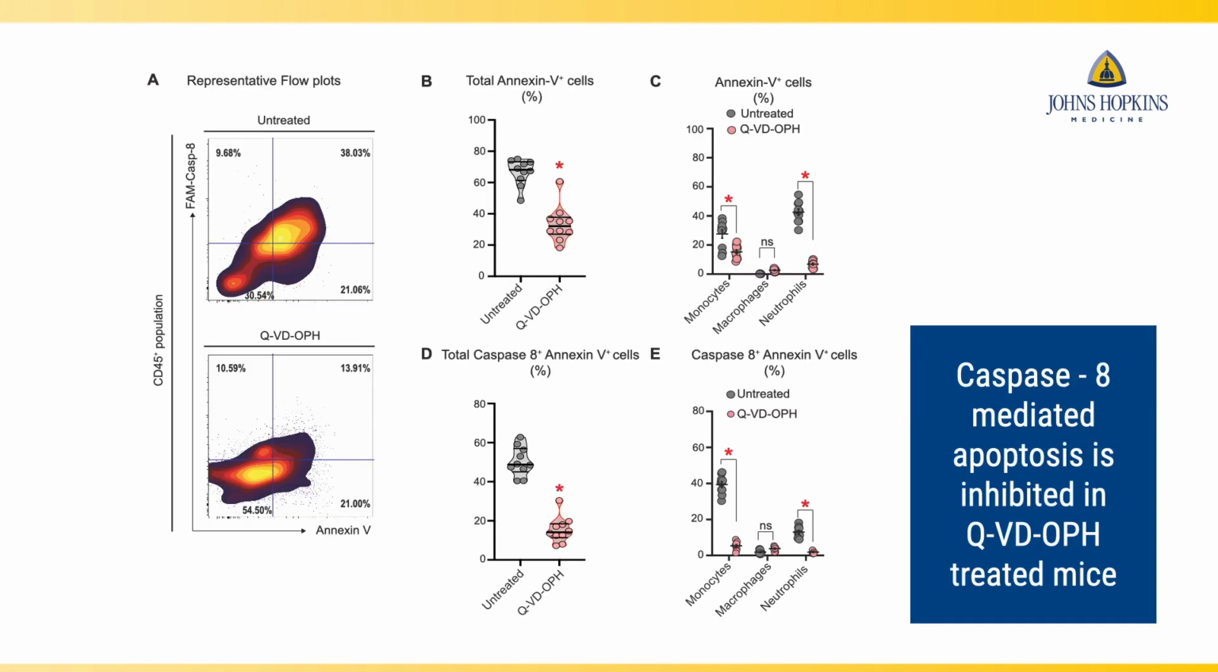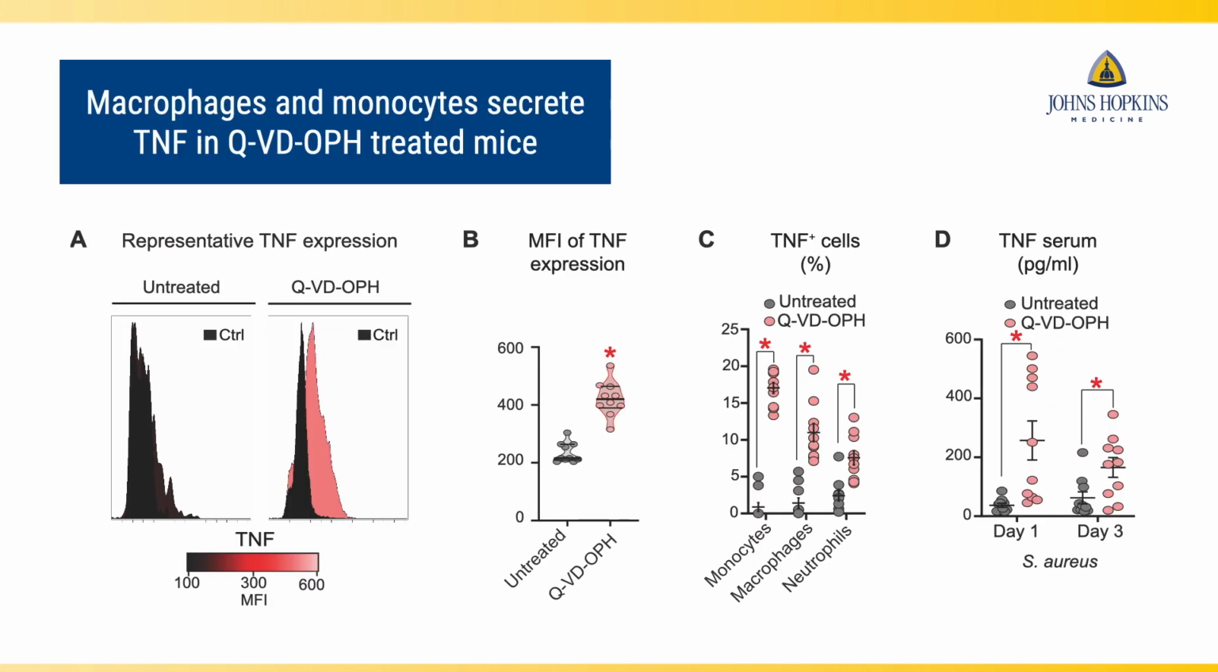Indeed, Q-VD-OPH inhibited caspase 8 mediated apoptosis, especially in monocytes and neutrophils. At the same time, there was increased expression of TNF in immune cells. Cells, including monocytes, macrophages, and neutrophils, expressed increased amounts of TNF with the inhibitor-treated group. Furthermore, the secreted levels of TNF in the serum of the mice were also increased with the treatment of the inhibitor, suggesting a possible role for the TNF cytokine.